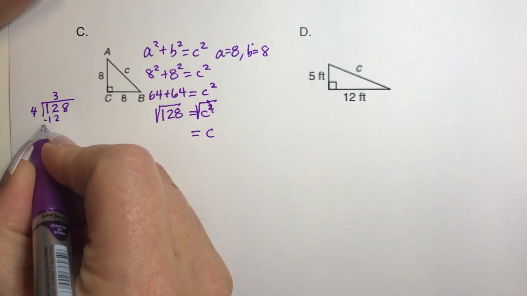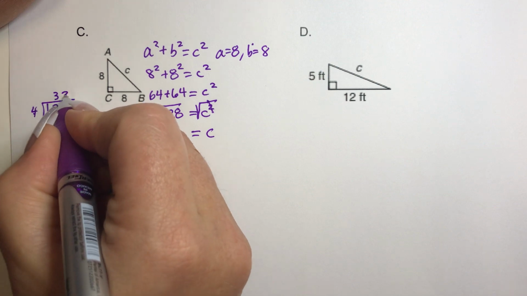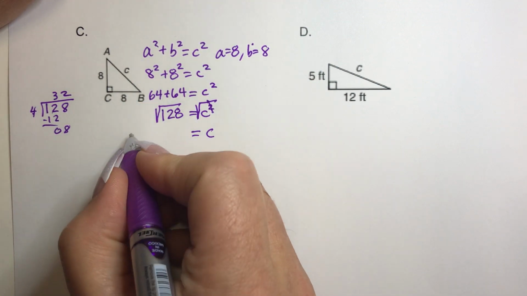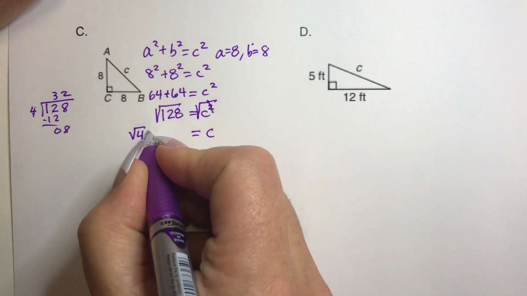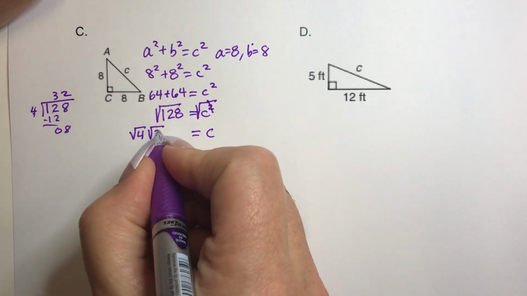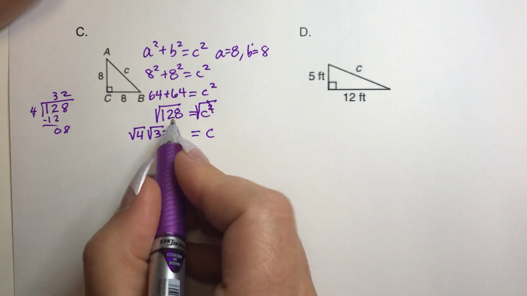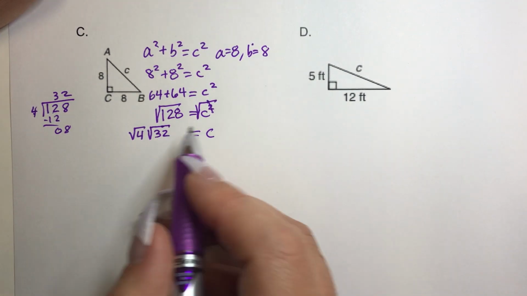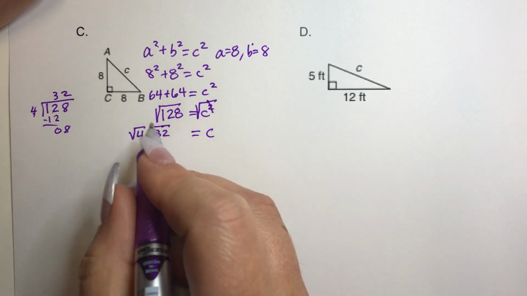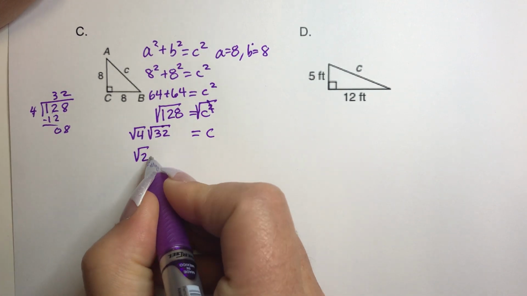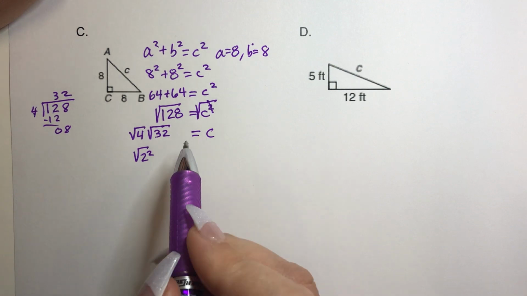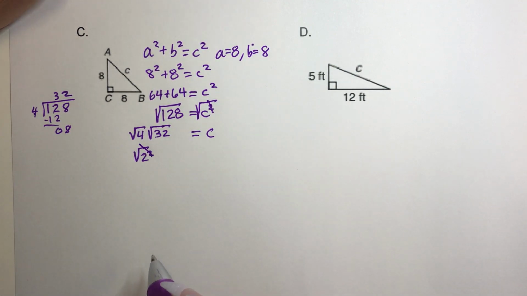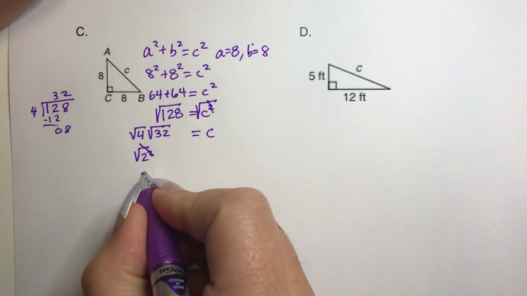So 4 goes in 32 times. So I can rewrite the square root of 128 as the square root of 4 times the square root of 32, because 4 times 32 is the same thing as 128. So what do I know? I know that the square root of 4 is the same thing as 2 squared, and that square root and that square are going to cancel each other out, and I'm just going to be left with 2.